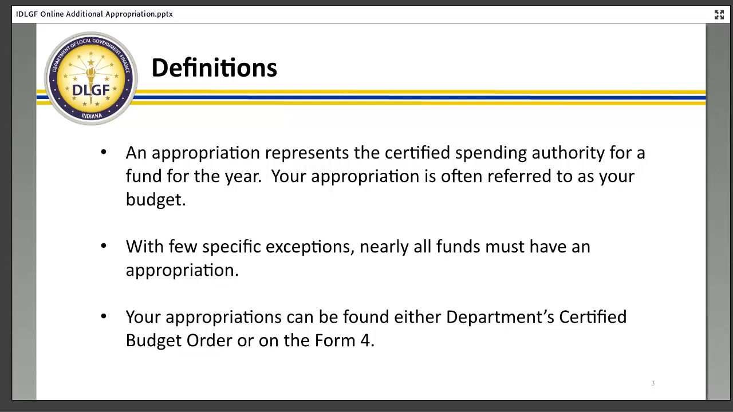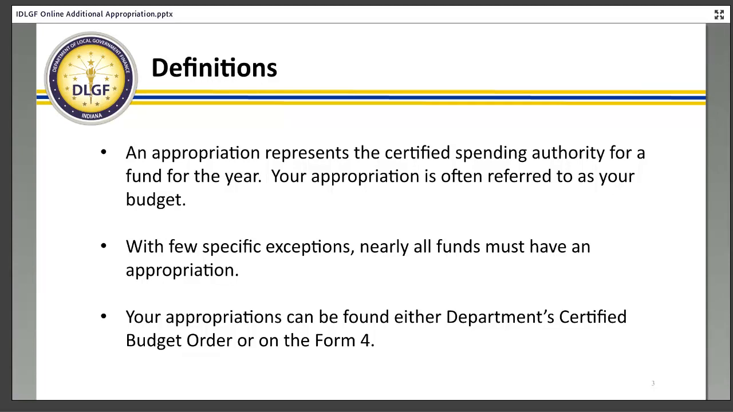The appropriation represents your certified spending authority for any given fund for the budget year. Now, with few exceptions statewide, nearly all funds have an appropriation. An example of a fund that wouldn't have an appropriation would be a local gift fund.